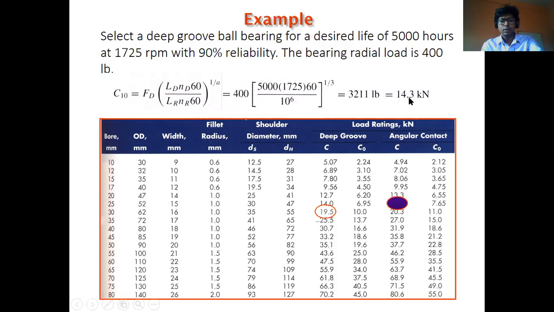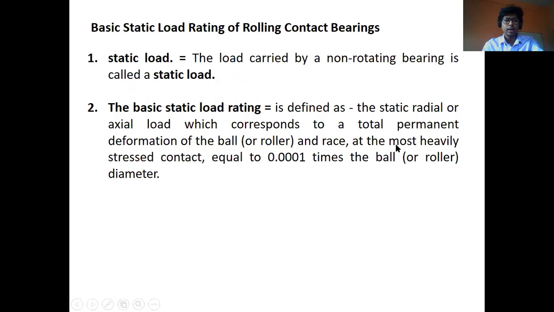If it reaches beyond 14 point something, we have to take the next rating for a safe design. Because it's 14.3, we cannot consider the 14 rating. We have to consider the next one after 14, because if you take 14, there is a chance of earlier failure in the bearing.